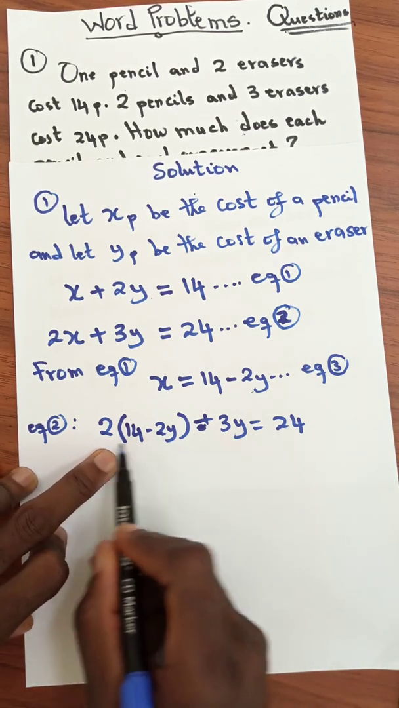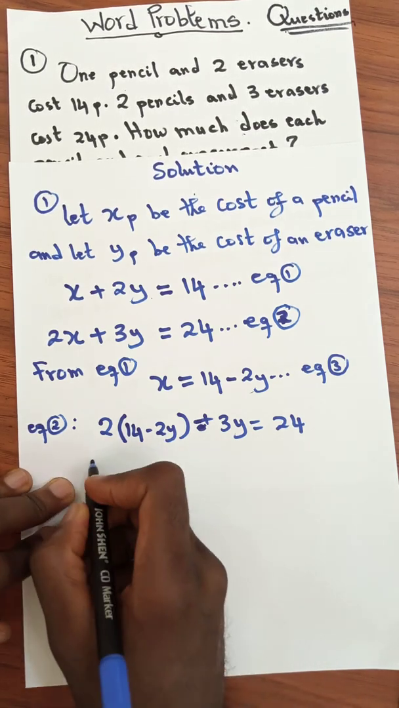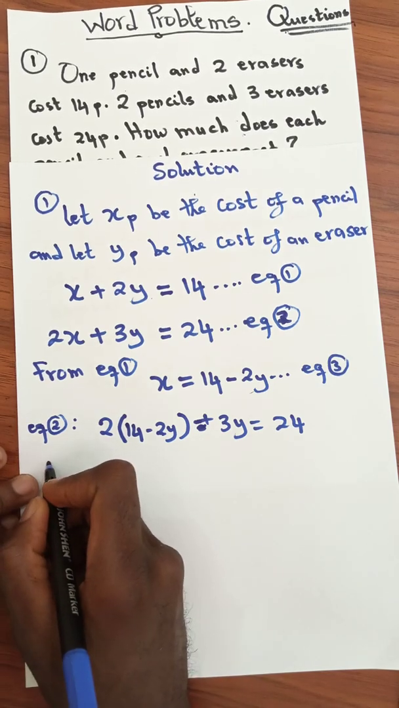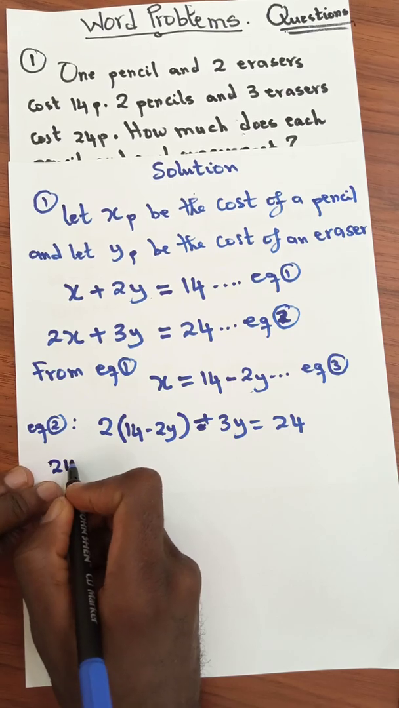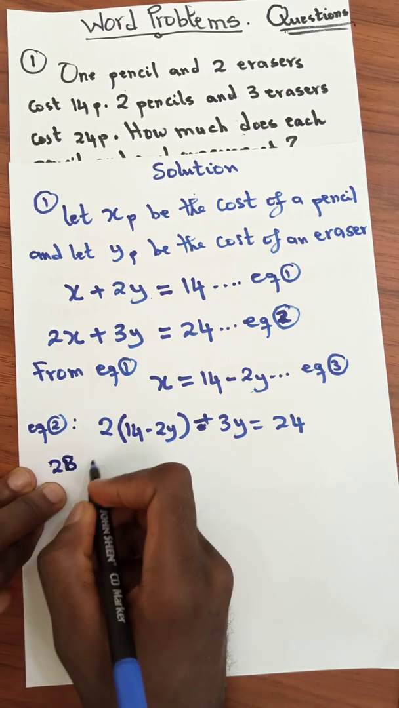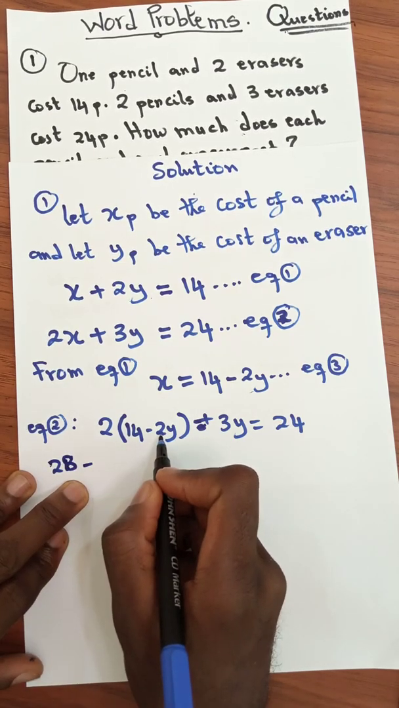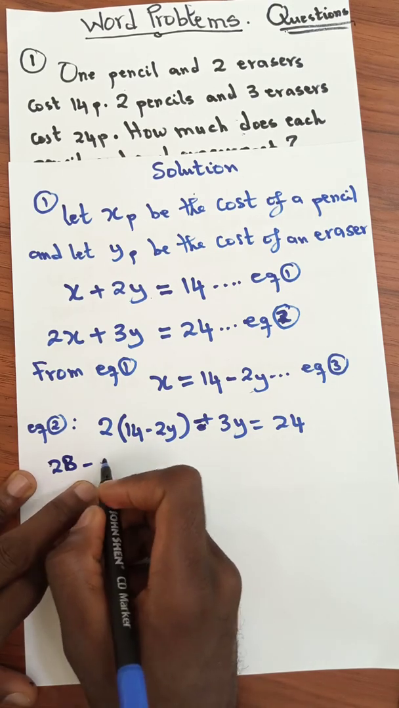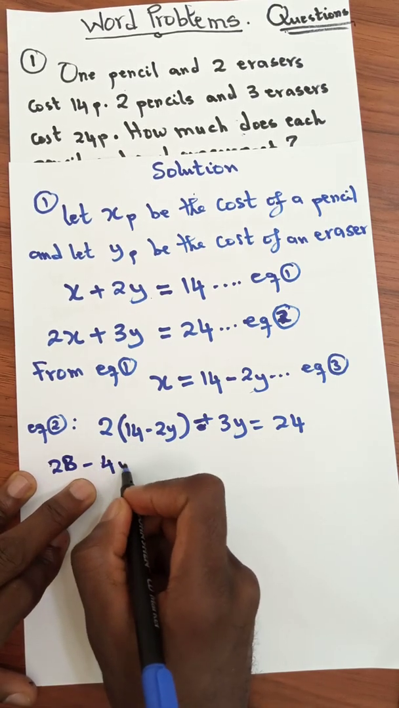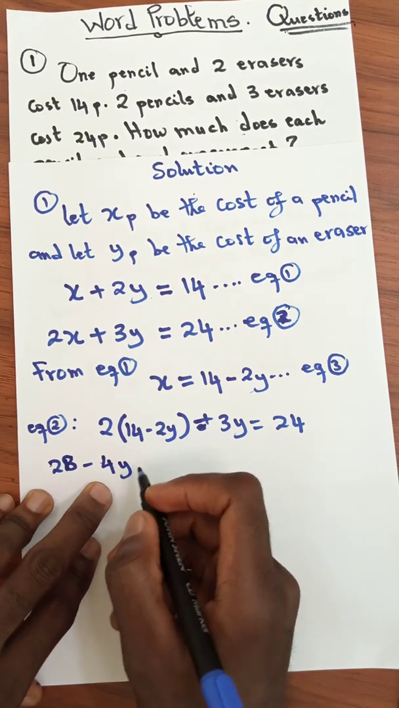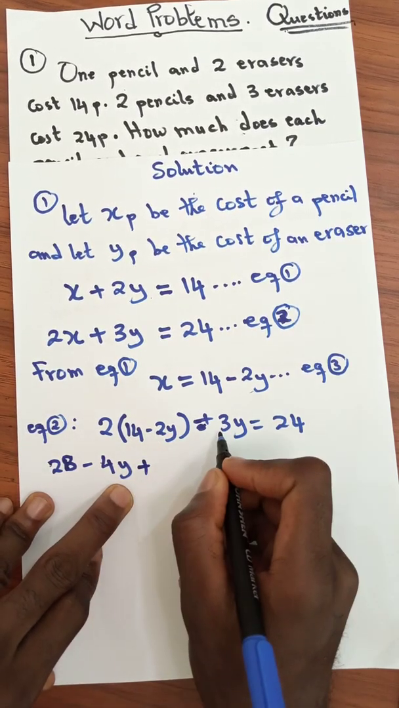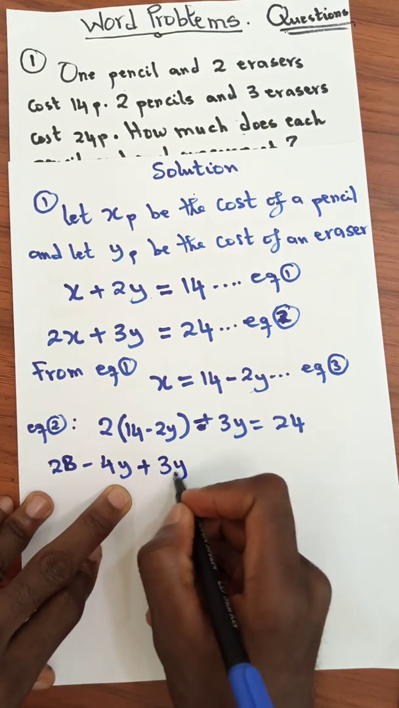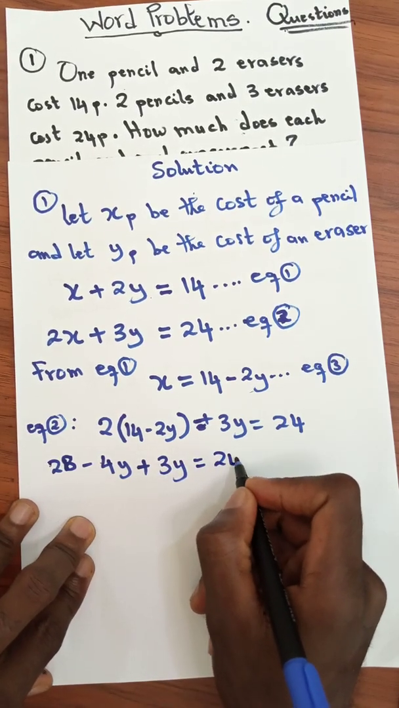Bracket first, right? Bracket first. So I will do the multiplication first. That's 2 times 14, which is 28, minus 2 times 2y, which is 4y, right? Plus 3y is equal to 24.